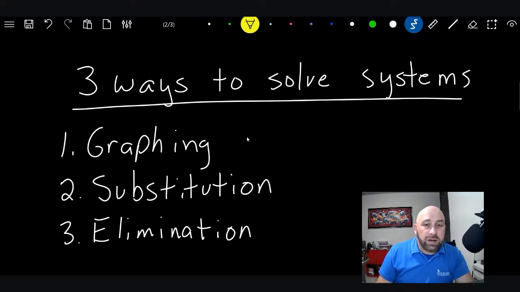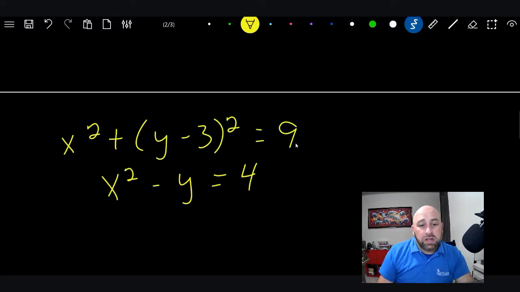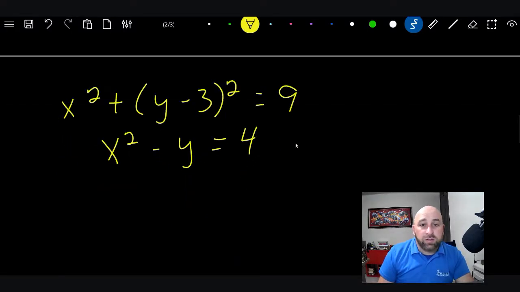The next way is by substitution. That's where we solve for one variable. We get one variable by itself, and then we take that and substitute it back into the other equation, and then we solve for it. The last one is elimination, and that's where we try to get one of the variables to cancel. We try to cancel it out with itself. So you probably remember those from last year. Maybe you do, maybe you don't. But we will go ahead and do some of these right now.